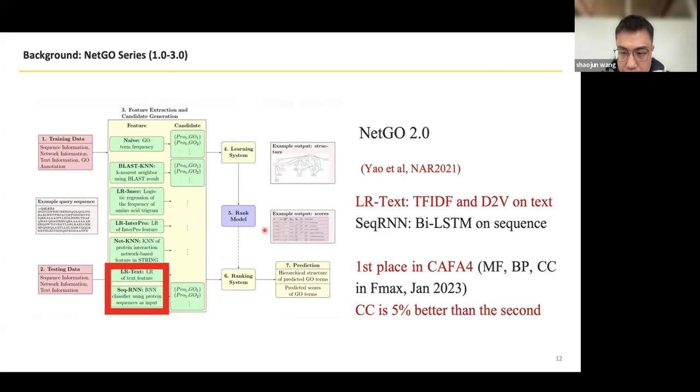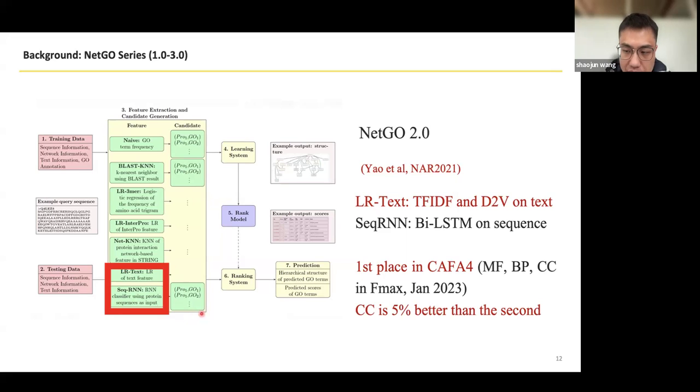Following that, we further introduced the LR-text method and the Seq-RNN method on the basis of NetGO. LR-text utilizes TF-IDF and document to vector to encode protein-related scientific literature, uncovering information related to protein function in the literature. Seq-RNN is a deep learning model which uses LSTM to encode protein sequences and utilizes deep learning to explore the relationship between proteins and function.